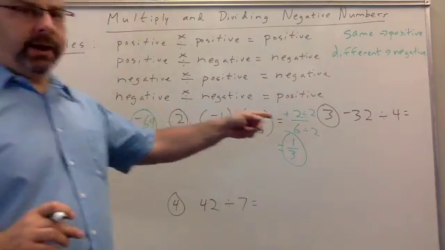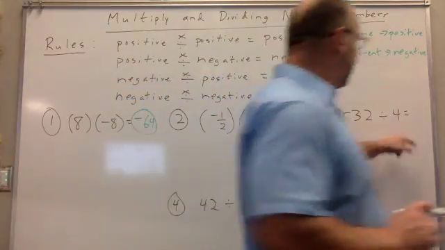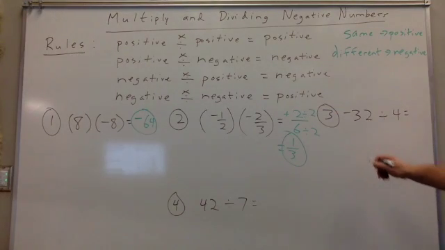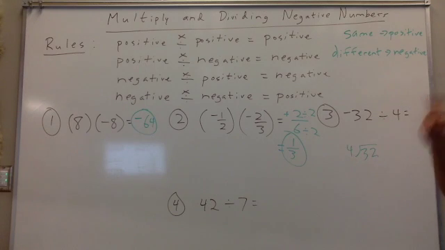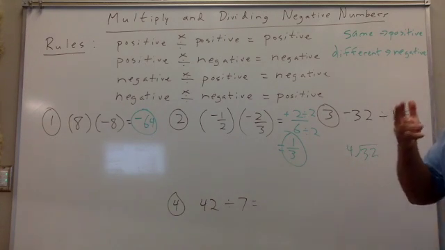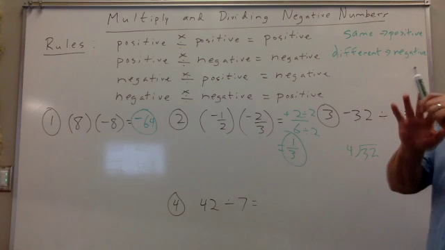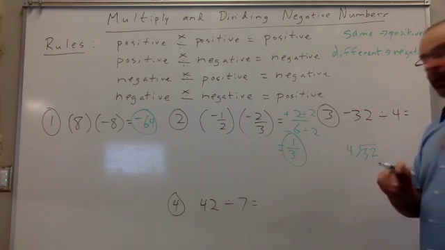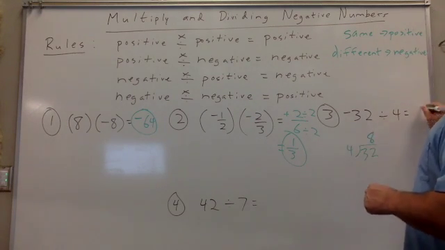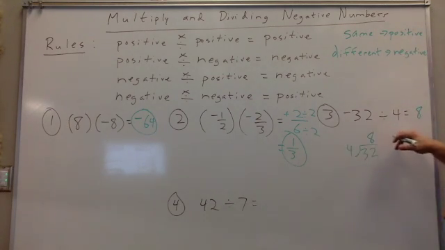Let's take a look at this one. Negative 32 divided by 4. So how many times does 4 go into 32? Okay, let's figure that out. 4, 8, 12, 16, 20, 24, 28, 32. I came up with 8, right? And now, is it positive or negative? The signs are different, right? So therefore the answer would be negative 8.